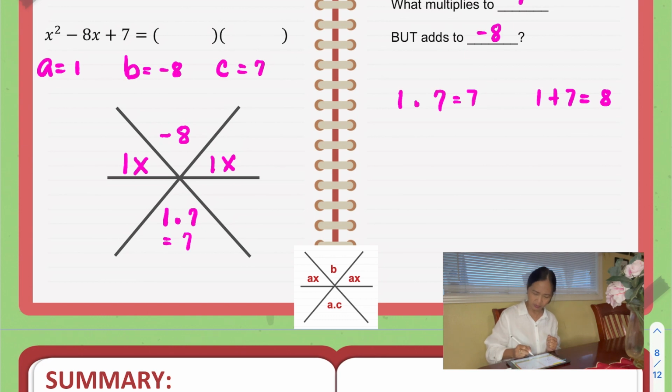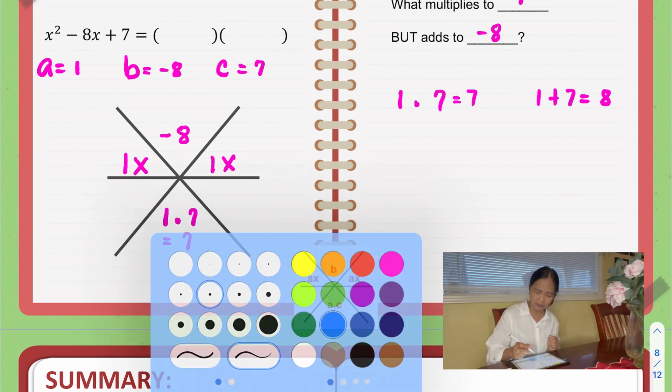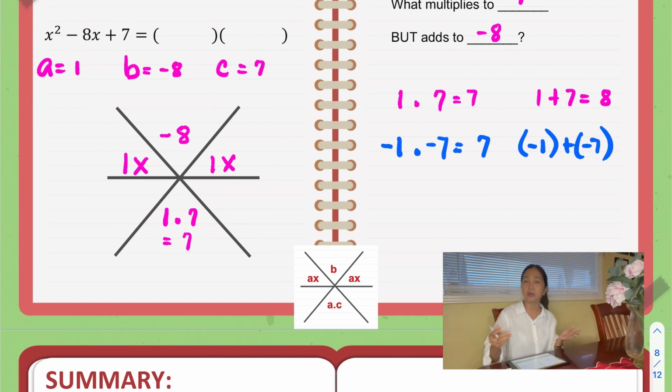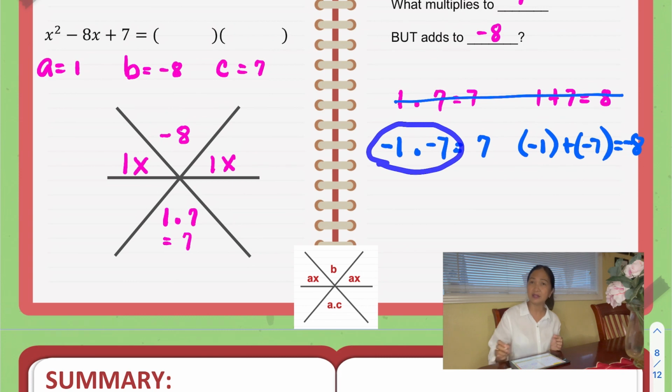So if I make this 1 and 7 into negative 1 times negative 7, it will still give me a product of positive 7. But when I add negative 1 plus negative 7, remember we're adding like terms, then our sum is negative 8, which is what we need. That said, our magic numbers are negative 1 and negative 7.